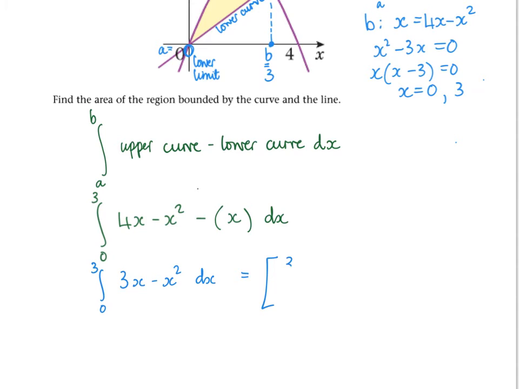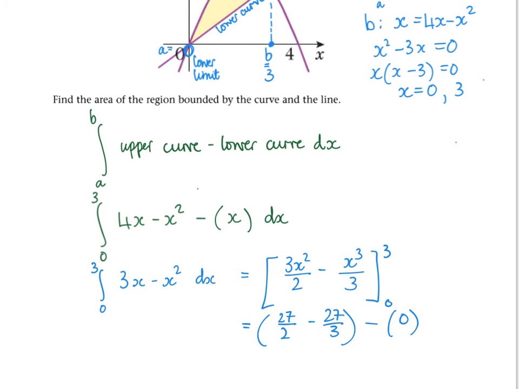Integrate this, we get add 1 to the power, divide by the new power, and x cubed over 3, and that's in between 0 and 3. Substitute our values in. 27 over 2 minus 27 over 3, and our second bracket is going to be 0. We pop that into our calculators, we get 9 over 2, or it can be 4.5. As long as that decimal can be expressed exactly, you can write it as a decimal. Otherwise, if it's a third or a sixth, just leave it as either a top-heavy fraction or a mixed number.